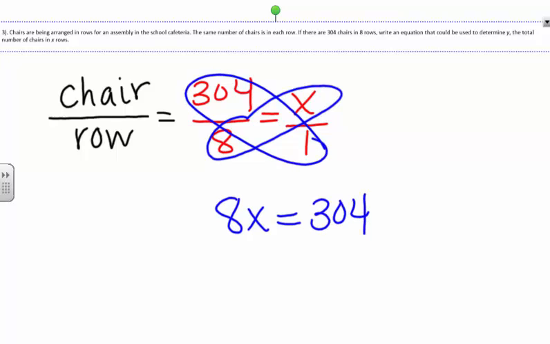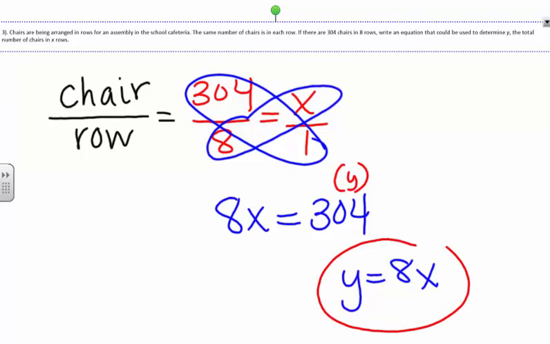So when you look at your answer choices, 8 times x, the closest thing we have to that is y equals 8x. So your answer needs to follow along in this pattern. Remember, we talked about earlier in the year that when we are looking for the total, sometimes we can call the total y. And 304 talks about the total number of chairs. So therefore, we can replace 304 with y. So this makes perfect sense. The answer should be y equals 8x.